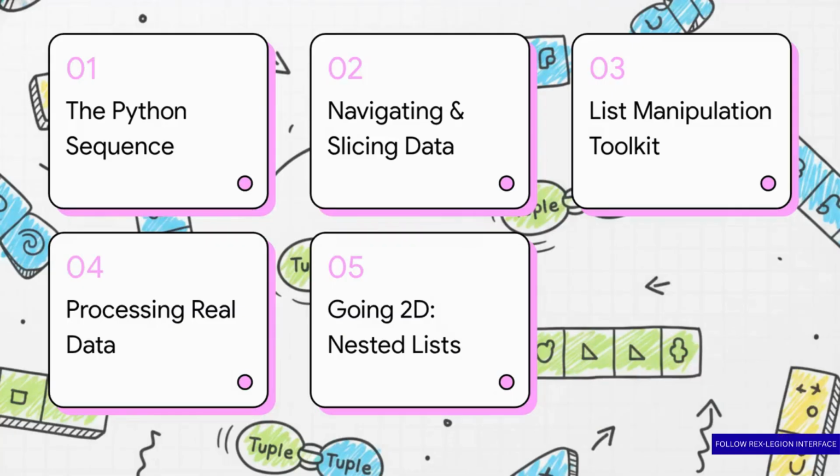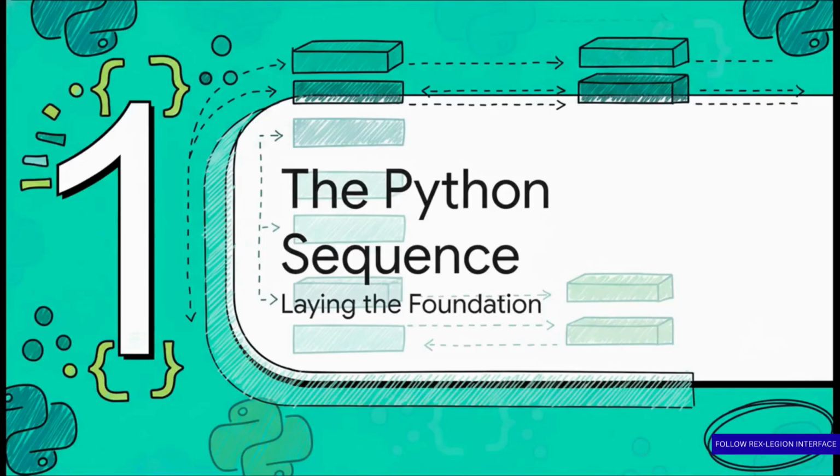Here is our roadmap for today. First, the Python sequence, then navigating and slicing data, followed by the list manipulation toolkit, processing real-world data, and finally, going 2D with nested lists. All right, part 1, the Python sequence, laying the foundation.